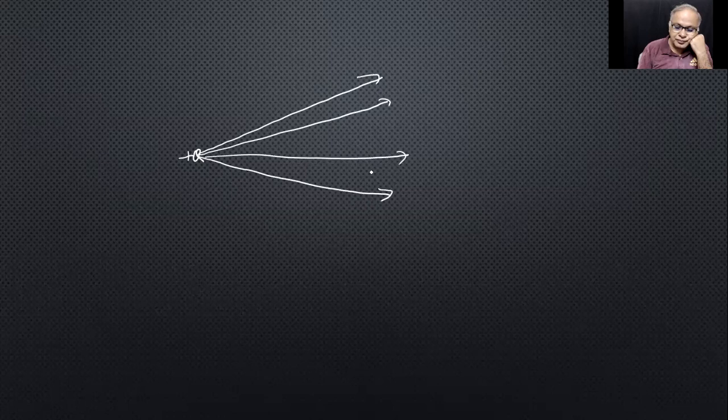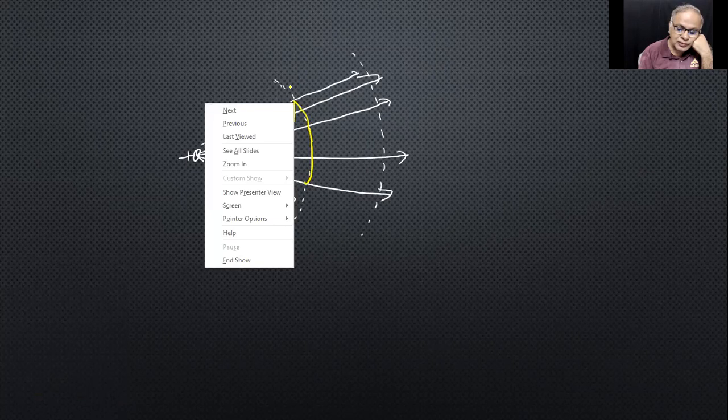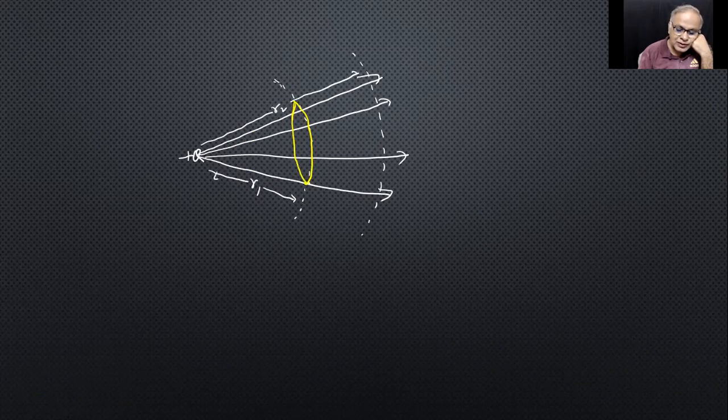Now, let me consider two areas. One, of course, at a distance R1 from the point charge, another there at R2. I'll use yellow. This surface is like this, but this surface is like this. Do you follow?